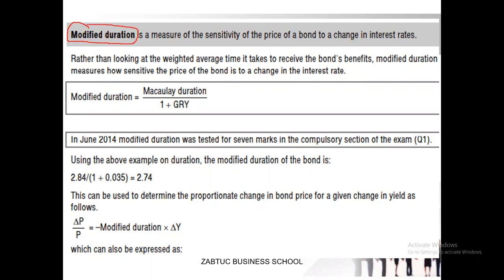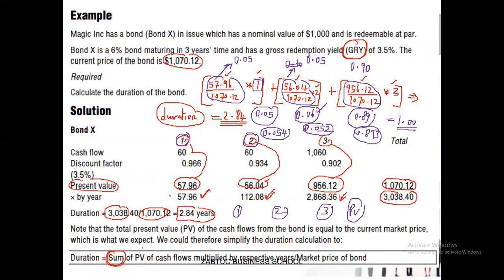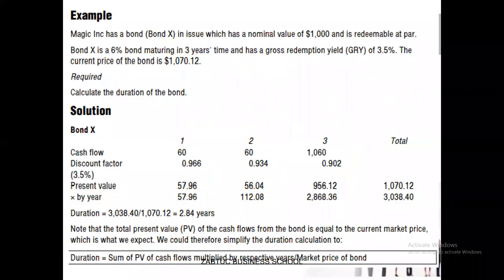Mr. Piri, sorry, if I may ask a question. Yes, please. In terms of duration, can we express it in terms of the mean, like summation fx over summation f? Summation of what? Summation fx over summation f. So what is the F standing for? The F stands for the years.